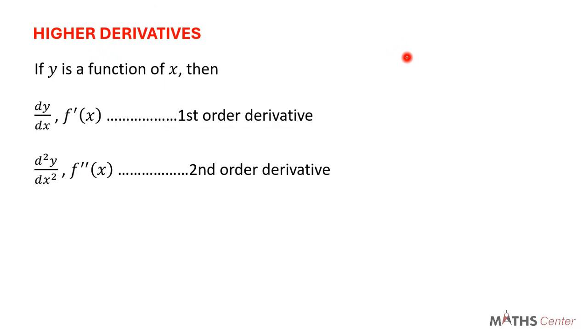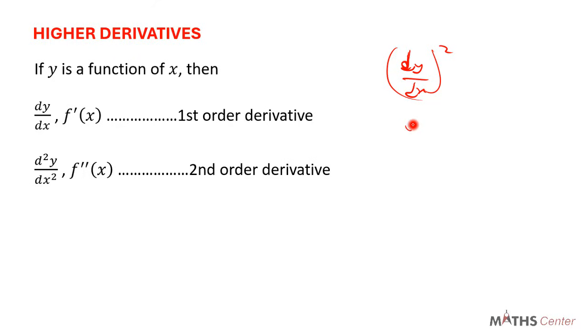It is different from (dy/dx) all squared. It's not the same. (dy/dx) all squared means that the function that you have differentiated for the first time, square it. But d squared y/dx squared means that the function that you have differentiated for the first time, differentiate it again. Okay, so this is what I mean.